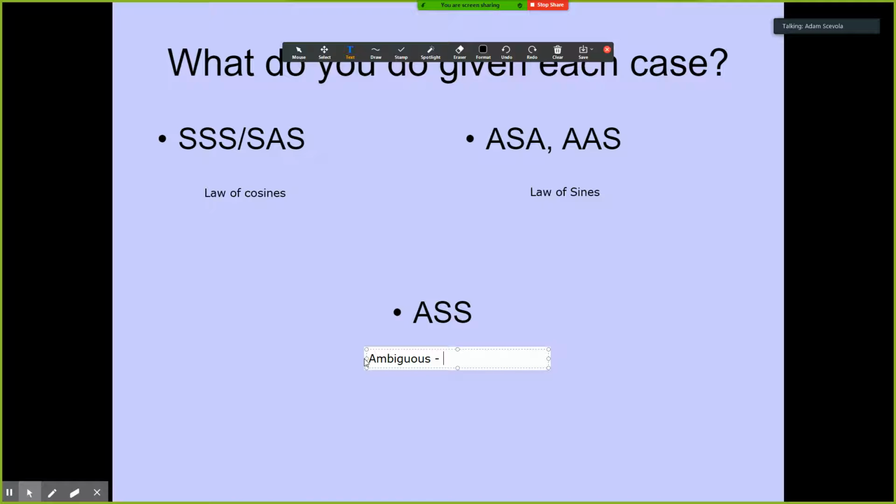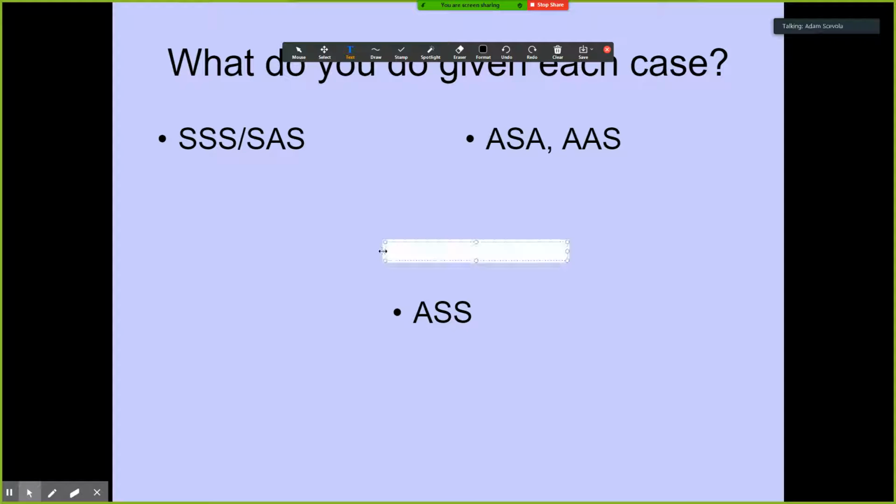There may be one triangle that's possible. There may be no triangles that are possible. But if there is a triangle that's possible, then to solve for it, you would use the law of sines. We're going to use the law of cosines anytime we're given the side-angle-side case.